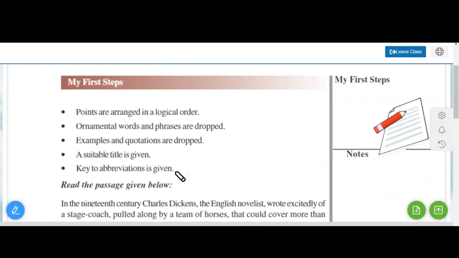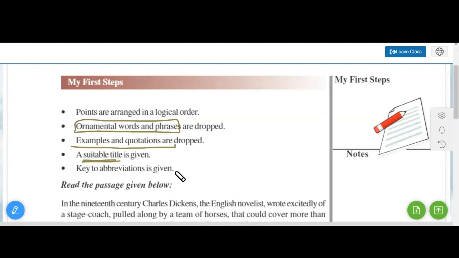Points are arranged in a logical order. Ornamental words and phrases are dropped. These ornamental words means some words which create some other meaning; you need not use them. Try idioms; those can be avoided. Make it to the point. Examples and quotations can be removed. A suitable title is given; give it a suitable name for the note making passage.